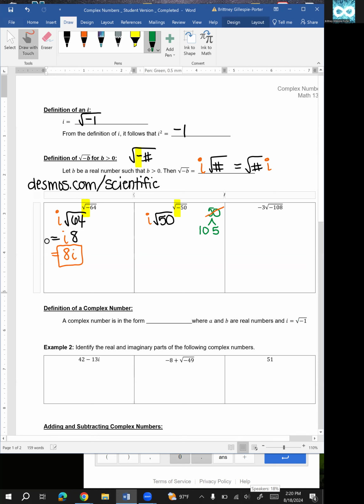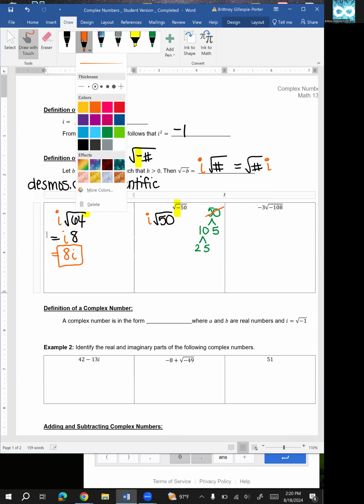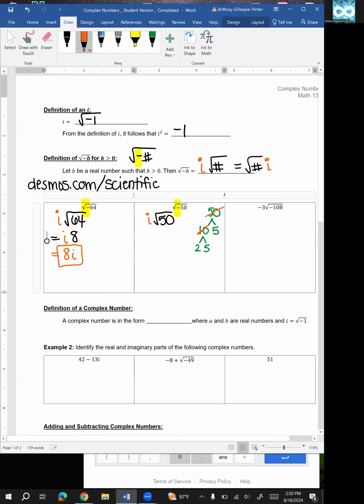5 can't be broken down, but 10 is 2 times 5, which means that the 10 goes away since I broke it down. Remember that our index is our little number on the radical, and if we can't see it, it's a 2 for the square root, which means we need 2 of the same number to form a group. We have 2 5s, and then the only number not crossed out or circled is that 2.